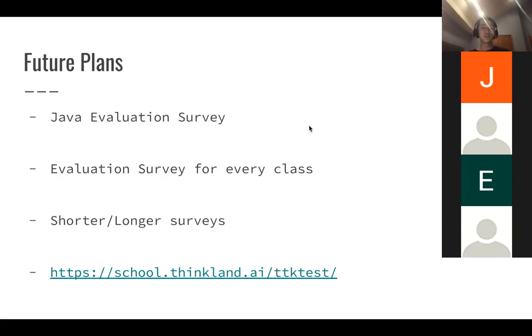So, future plans for our surveys. First thing we want to do is a Java evaluation survey. What this means is that instead of just testing for Scratch or Python, you can test also for Java. And of course, all of the links to all the surveys will be in our TTK Tests website down the bottom if you do want to check it out.